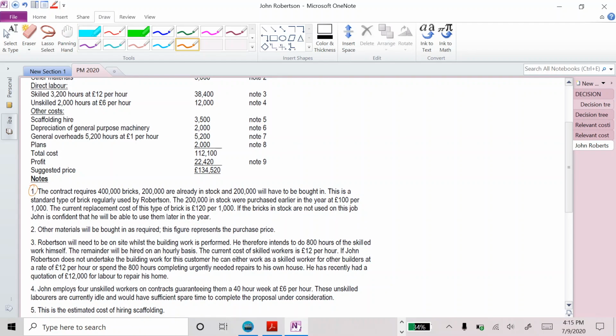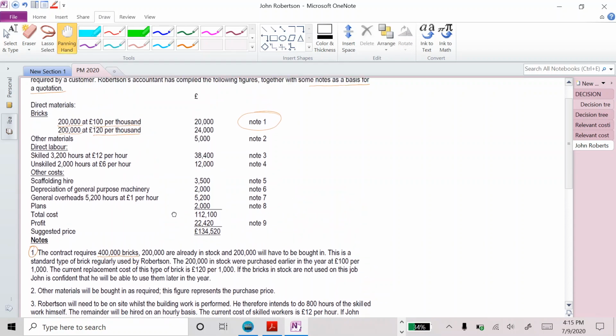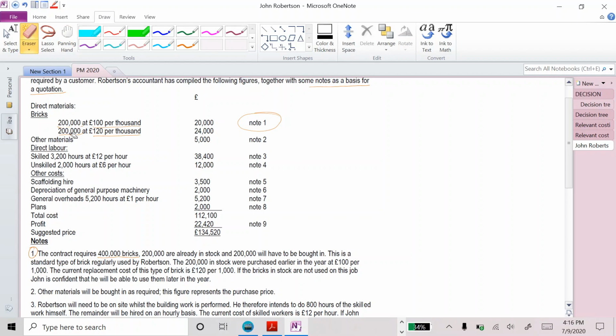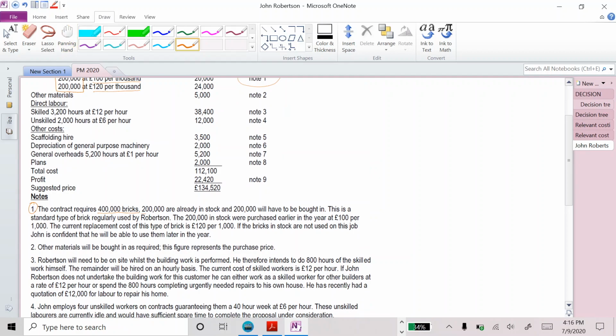It's very important. The contract requires 400,000 bricks. We can easily analyze from this question that altogether we need 400,000 bricks, right? 200,000 are already in the stock and 200,000 will have to be bought in. Now this is a very important requirement because in the previous lecture we discussed that there are two options. The first option is that the company may have a certain quantity of material, and the company may not have. If the company does not have any quantity of material, then it will buy, and if the company has a certain quantity of raw material, then we have to see whether it's available or not. So try to watch that lecture in case you are unable to recall that.